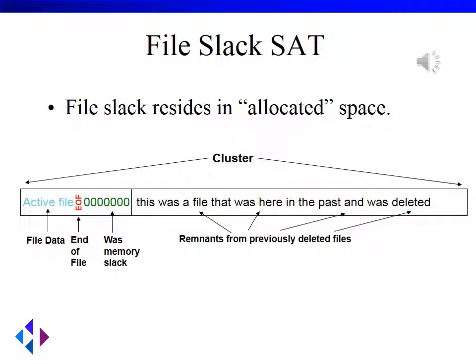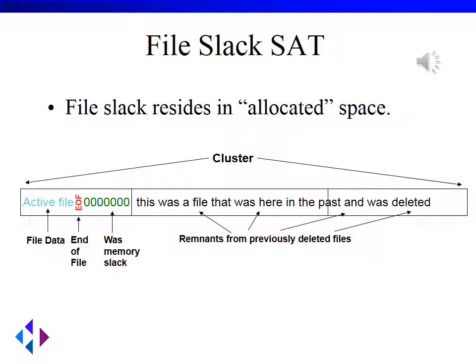So here's an example of file slack in a FAT as it resides in allocated space. You notice the file data in the cluster that was allocated, let's call it the active file, only takes up so much room. Then we have an end of file marker. Then we have memory slack, because remember, memory is written a sector at a time.